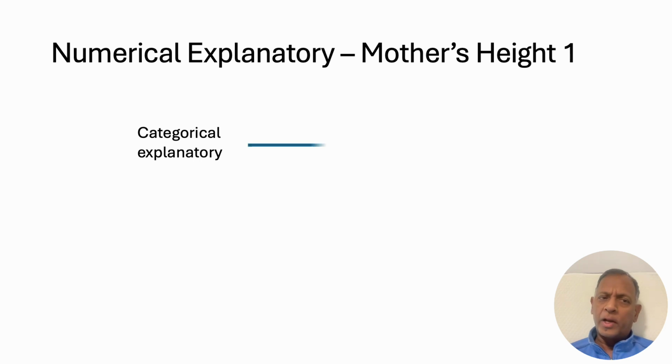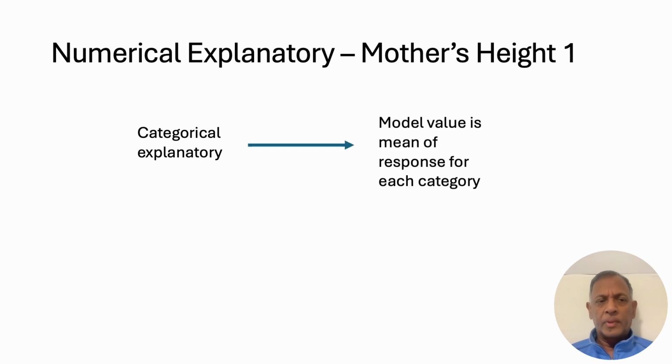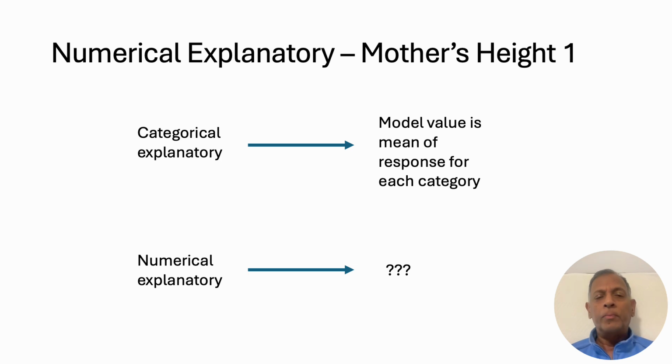So when we had a categorical explanatory variable, we said that the model value is simply the mean of the response value for each category. For example, when we wanted to explain the change in heights based on gender or sex, the model value for males was the average height for males, and the model value for females was the average height for females. That is how we computed it for a categorical explanatory variable. However, if our explanatory variable is numeric, what do we do?